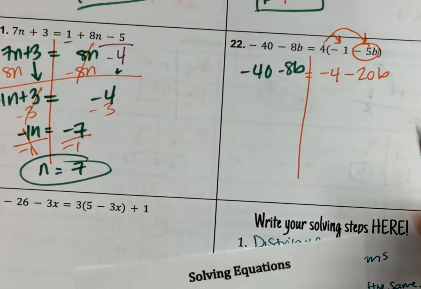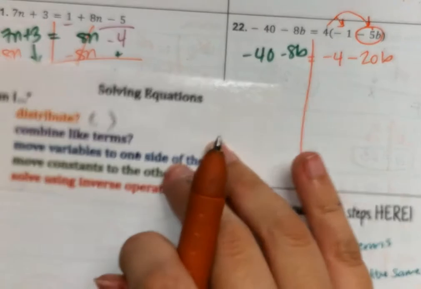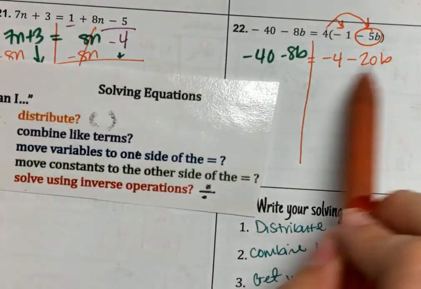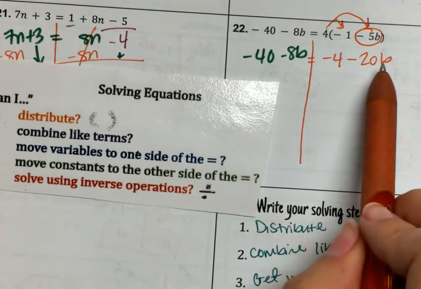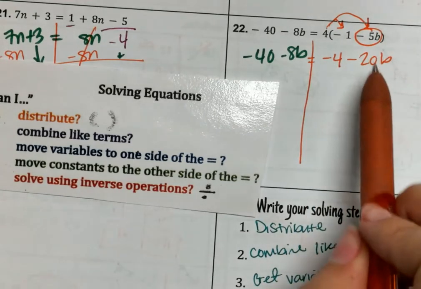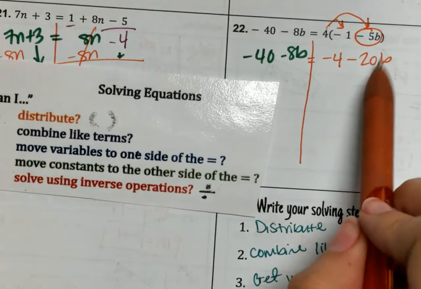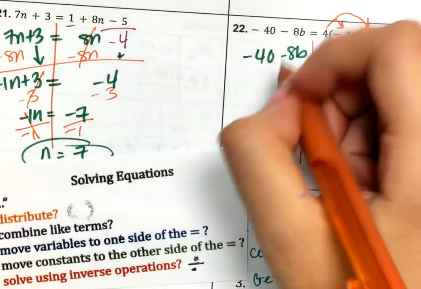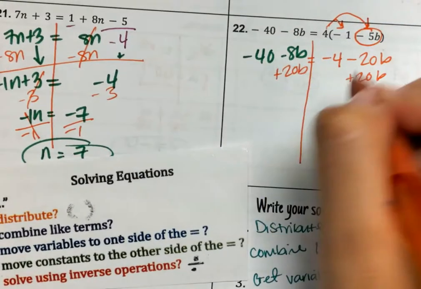Step 2, combine like terms. These cannot combine, one has a variable, one doesn't. Similarly, these cannot combine, one has a variable, one doesn't. So instead, I'm going to get my variable from the left to the right. So I'm going to add 20b to both sides, because that is the opposite of a negative 20b.